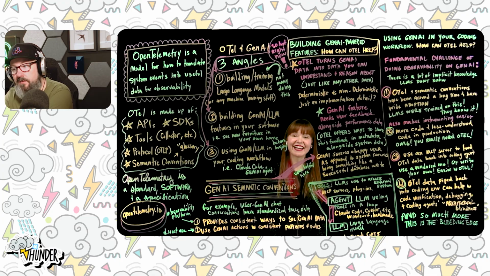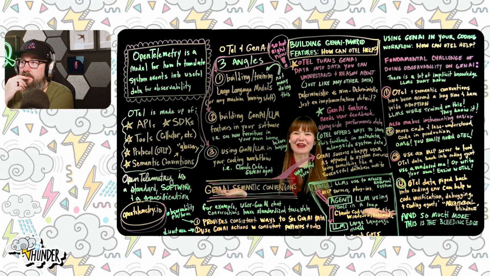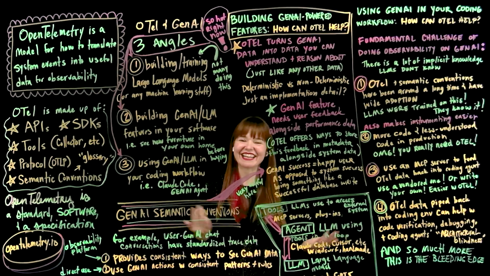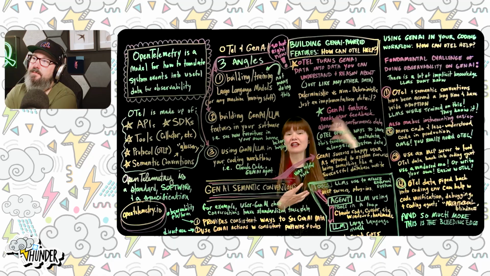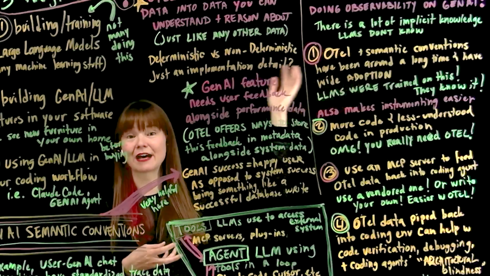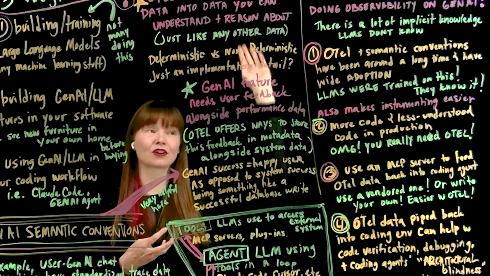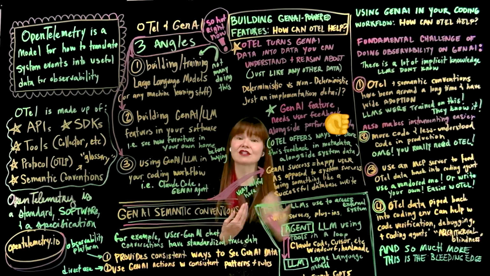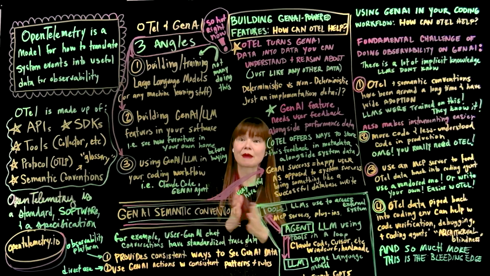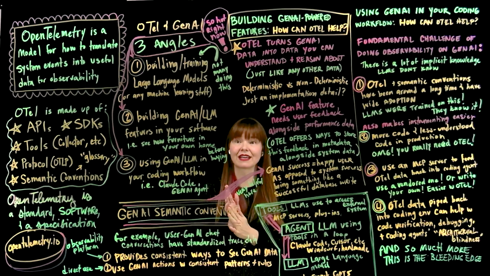It knows how to look and say, I know that this is part of the HTTP semantic conventions, so I know it's HTTP. I know all this other stuff. LLMs were trained on this. Exactly. It's been around long enough. It's widely adopted enough that they know it. Just by using OTel, it helps your LLM or your coding workflow not make bad assumptions. And then it also makes instrumenting easier because it knows those patterns too. It's a familiar thing to your LLM.